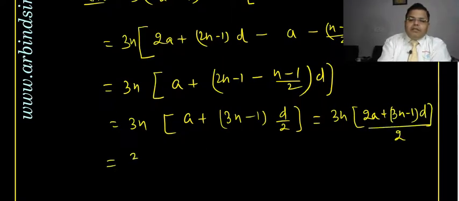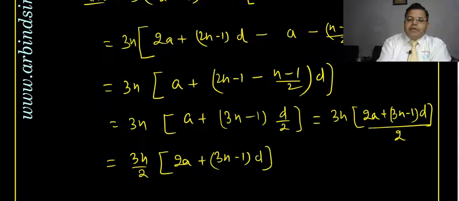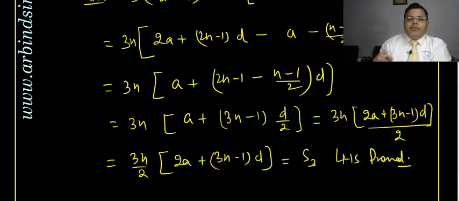So that will be 3n by 2 into (2a plus (3n minus 1) into d), and this is nothing else but S3. This is the LHS, and that is the proof. I hope you got it.